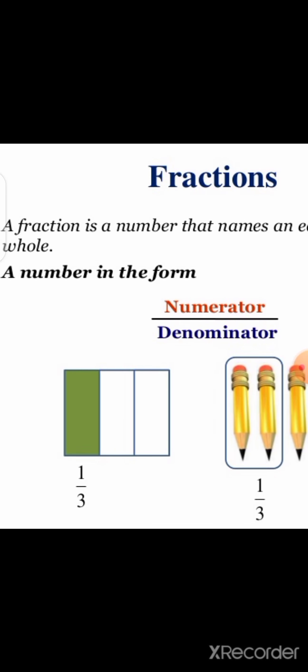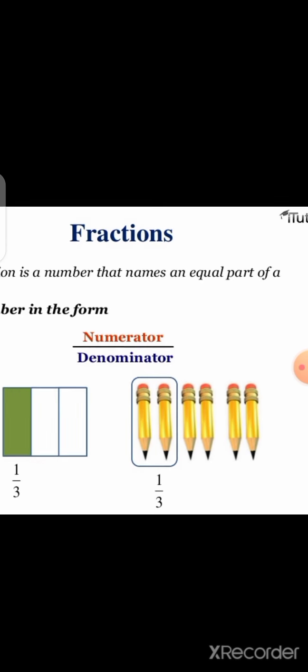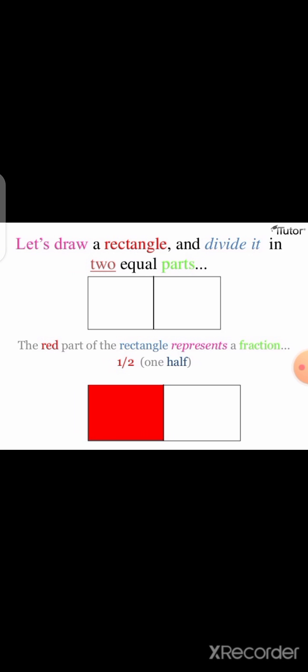In the figure number 2 there is a set of collections of pencils. So 1/3 pencils. In this figure, 1/2 is the red part, that is also a fraction. In total number of parts are 2 and one part is colored, so 1/2, or you can say half.